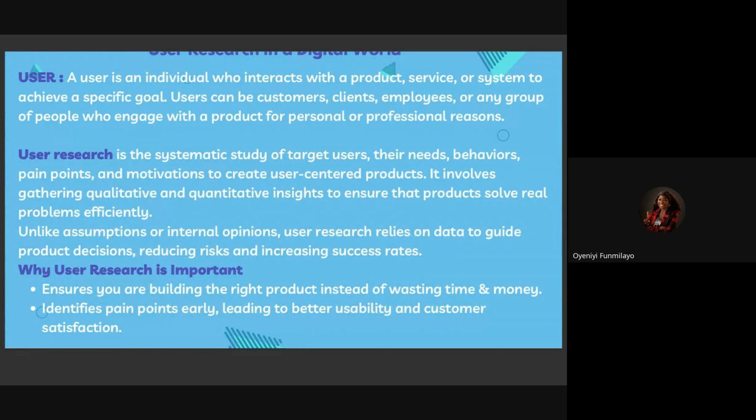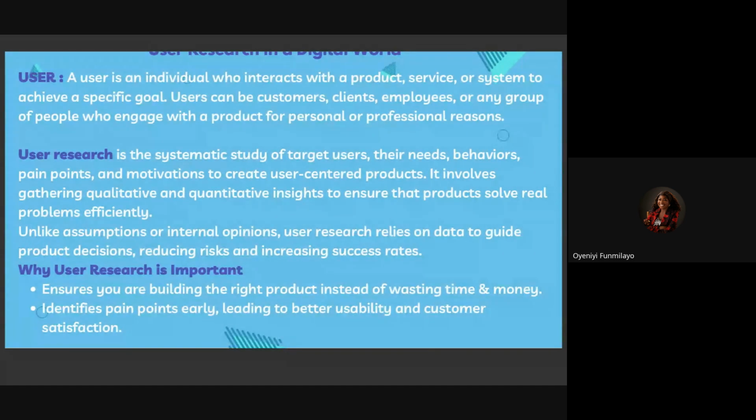So over here I said, why is user research important? To ensure that you are building the right product instead of wasting time and money, because there's nothing as frustrating and annoying as building products that people will not use, because you have wasted your time and money building it, and then people are not even using it, right? So when you do your user research, it helps you build the right product. Another thing is, it helps you identify pain points early, leading to better usability and customer satisfaction.